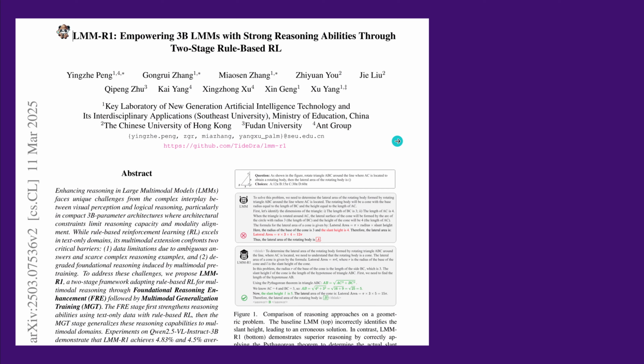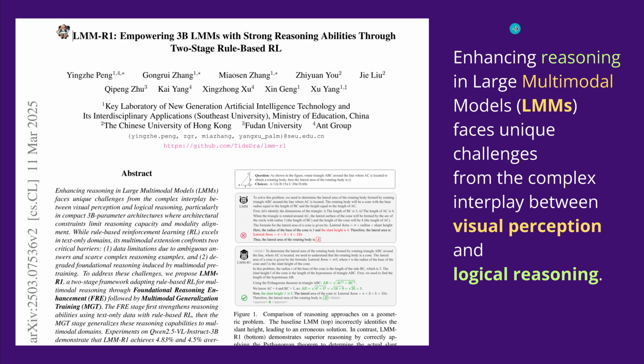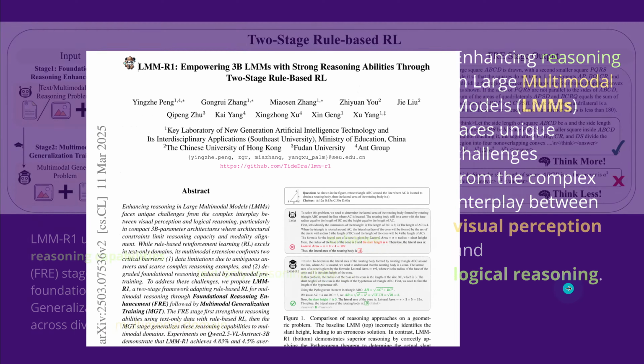And now you are maybe familiar with this. We talked about empowering LLMs, so large multimodal models, with a strong reasoning ability through a two-stage rule-based reinforcement learning. And you know, everything at the beginning of 2025 has to do with reinforcement learning. This is the absolute paradigm. But how do we now enhance the reasoning capacity in our large multimodal model? Because we face challenges from this complex interplay between visual perception and logical reasoning.